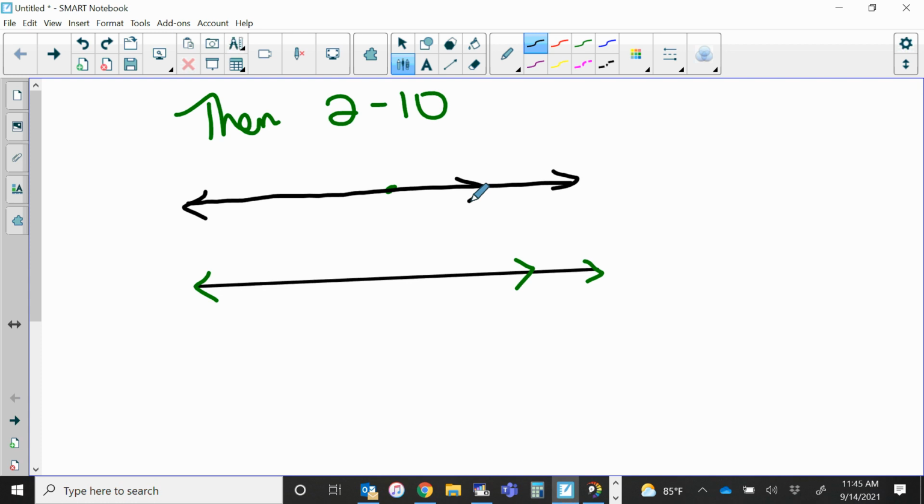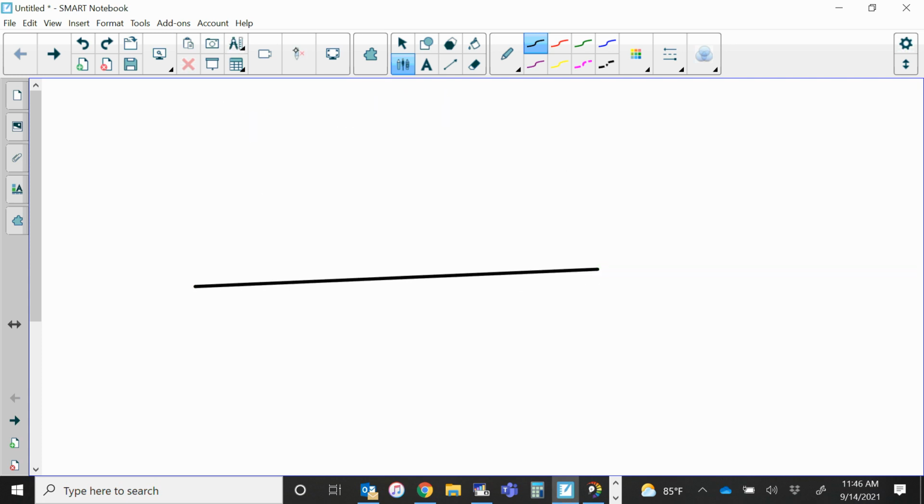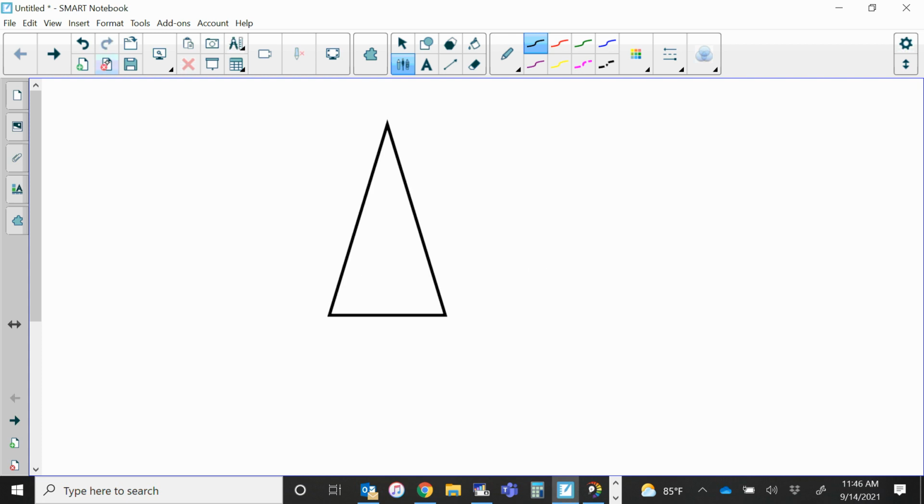There is one and only one line parallel to a given line. Just understand the concept. It's really not a big one. All right, let's get to using this stuff.